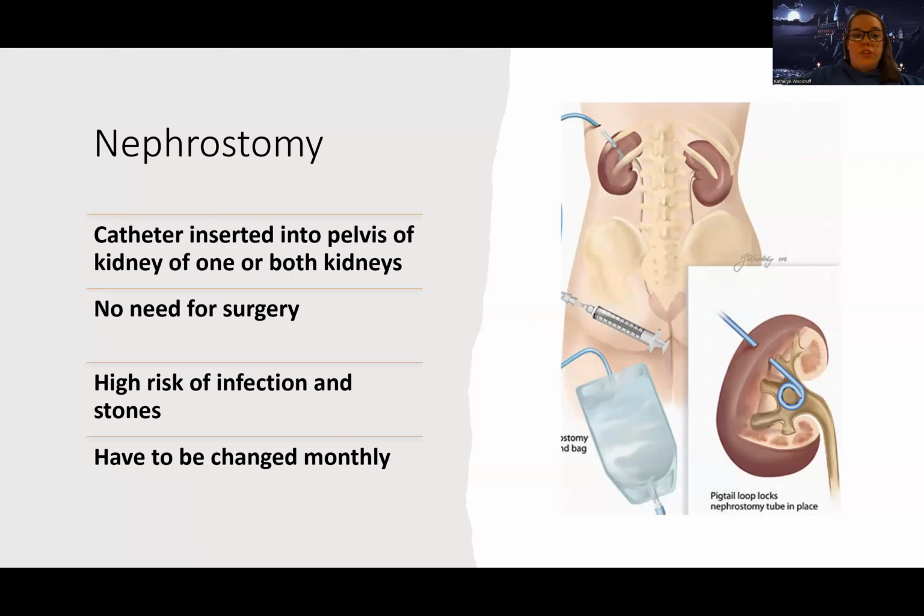There's no need for surgery, but this is something that's foreign, inserted in you, so there's high risk of infection. It can also lead to stones, and we have to change it out monthly. So this is not something that's used routinely. You're not going to see it a lot. It's just for certain people, certain conditions. It's usually temporary, so we can get something more established and set up.